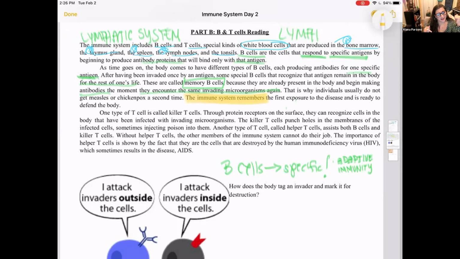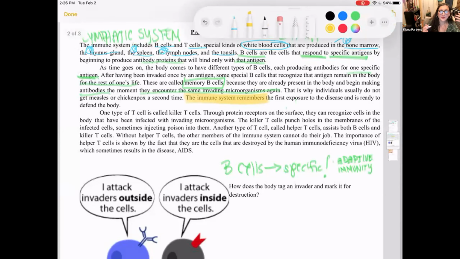Now, the T cells. Well, these T cells, we call them killer T cells, okay? They're pretty serious. They're hardcore. One type of T cell is called a killer T cell. Through protein receptors on the surface, they can recognize cells in the body that have been infected with invading microorganisms. The killer T cells punch holes in the membranes of infected cells. So this is not specific, right?